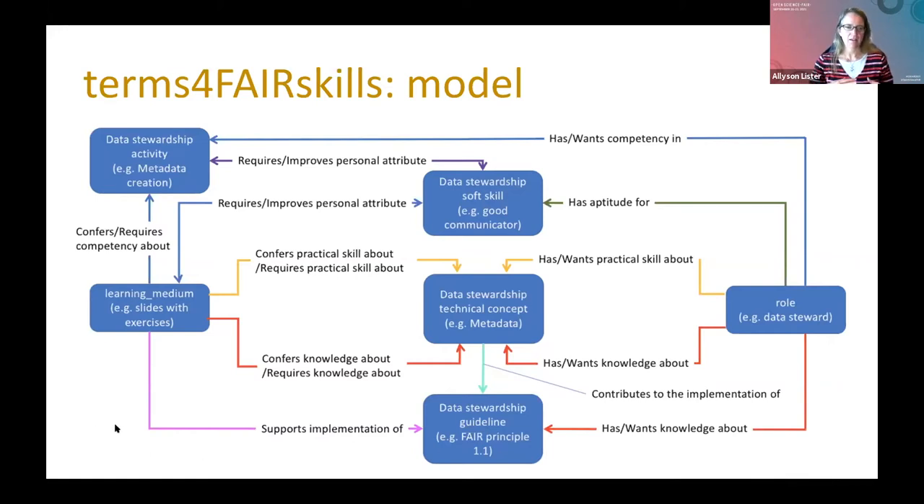Okay, and we've been building and iterating through this model for at least a couple of years now, and we've got a number of reports that you can find more information about on our website. We are using lots of different use cases, and we are looking to use more. Primarily, as Celia said, and she'll talk more about, we've done a lot of talking and working with ELIXIR Training and the TeSS Training Registry, who are in the process of incorporating Terms for FAIR Skills into the registry.